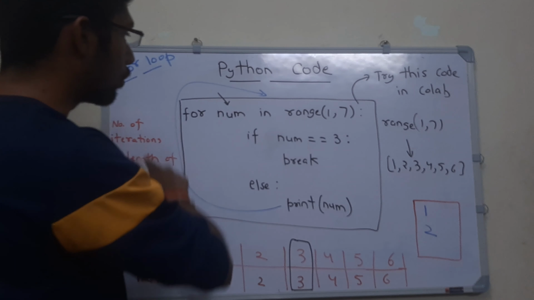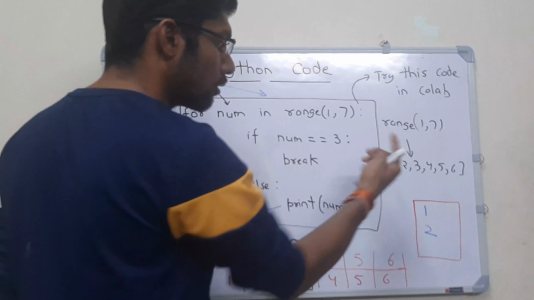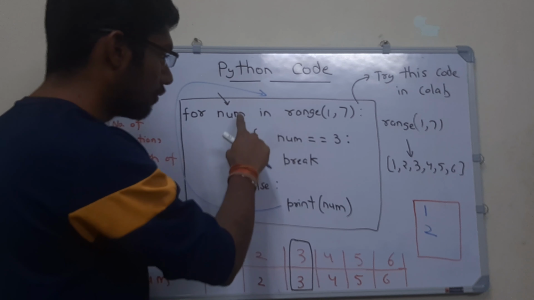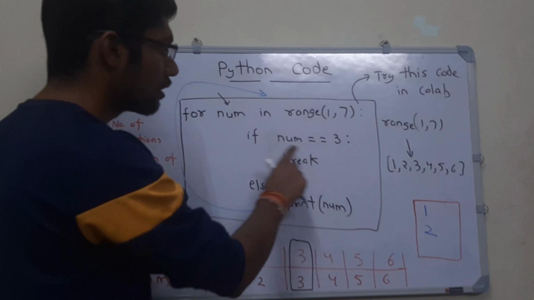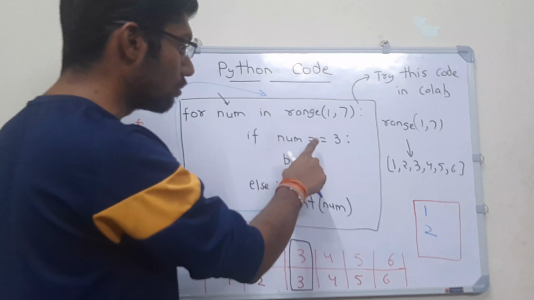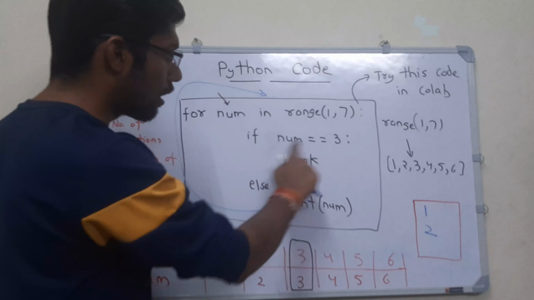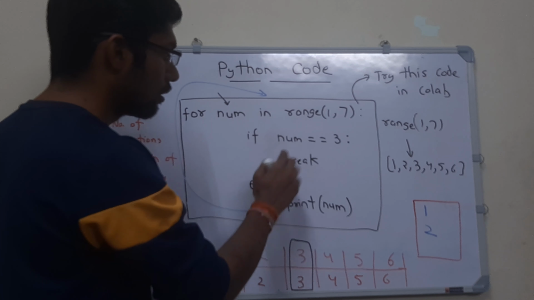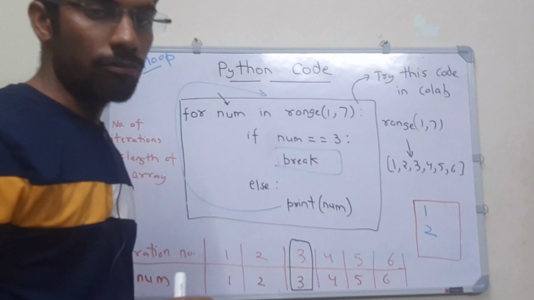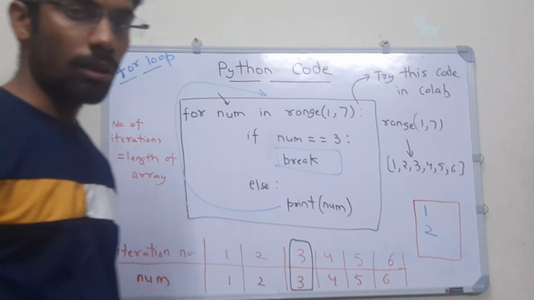Now again the control will go to the for loop and num will take value 3 for the third iteration, and it will come to the condition. It will check this condition, 3 equal to 3. This is false. No, this is true. So this part will run. It will break the for loop and this will be the output.